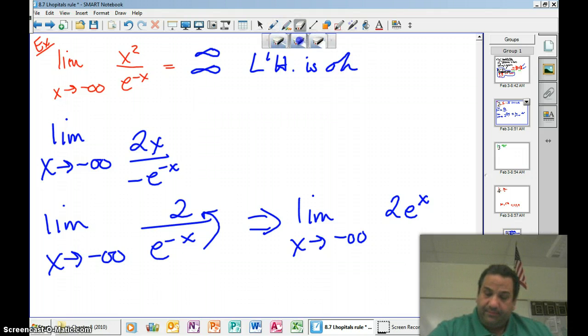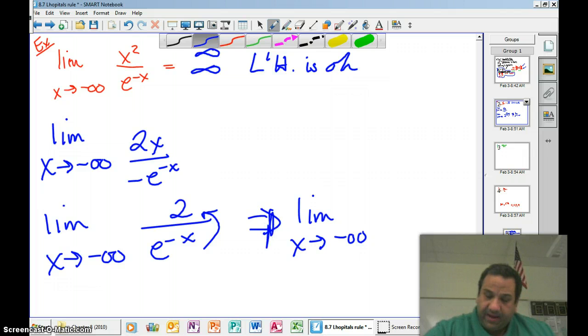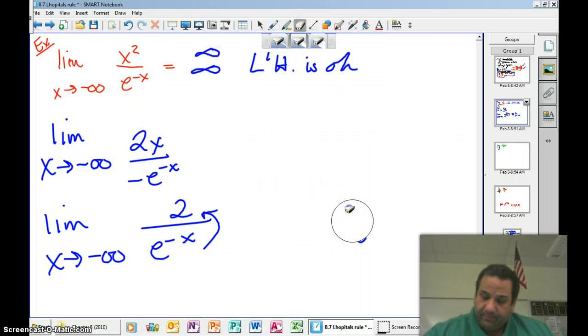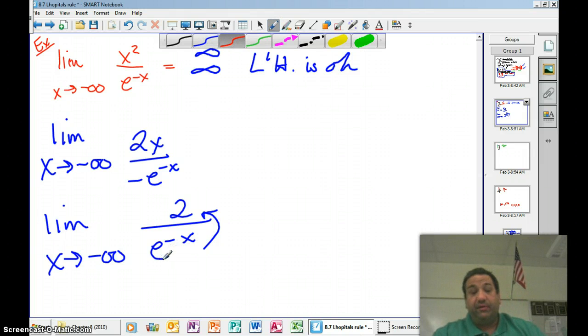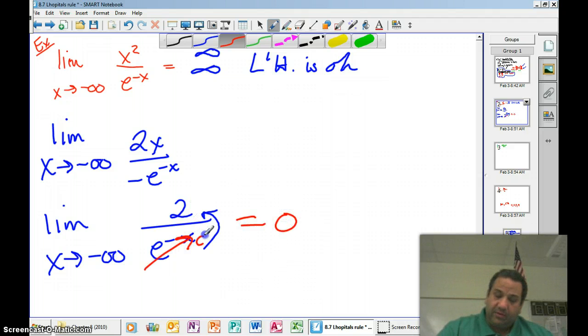Actually, my bad, I'm going to leave it in the bottom. And now I'm just going to replace. My bad, I screwed this up. So now just replace x with negative infinity. If x is going to negative infinity, e to the x is getting very small, so this guy equals 0. The 2 stays 2. So 2 over 0 is... done. It's easy.